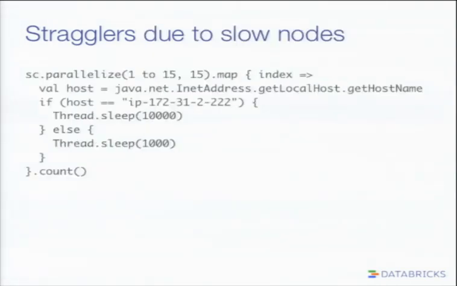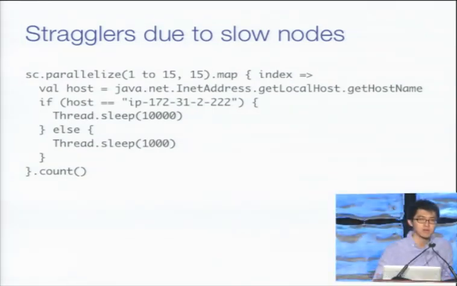Once you identify stragglers, there are typically two causes of stragglers. One is that it's a distributed system. Maybe one of your nodes is just slow. Right? Do we expect all the partitions to be the same size? No, that's my second part.